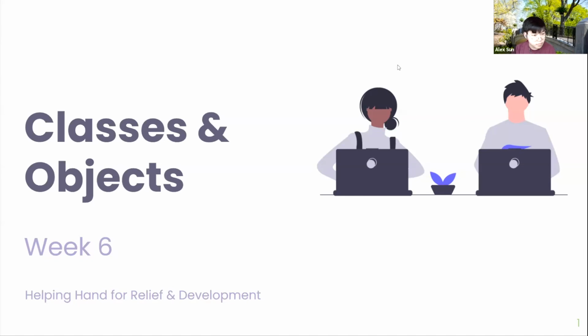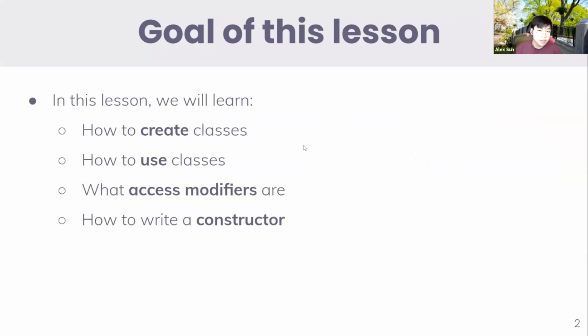All right. So we will be talking about classes and objects this week. Don't worry, you're not supposed to know what those mean yet. So we will get to those on the next few slides. Okay. So the goal of this lesson: we will learn how to create classes, how to use classes, what access modifiers are, and how to create a constructor for our classes. You're not really supposed to know what those words mean. As I said before, we'll get to those. Hopefully, I'm sure you'll know at the end. So let's get started.